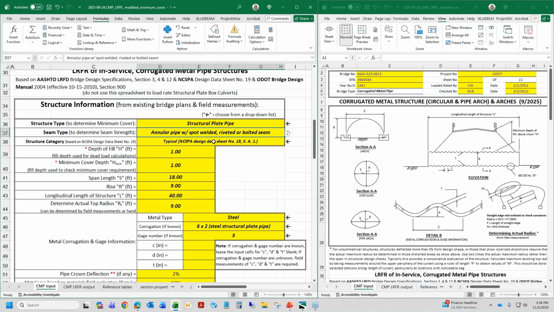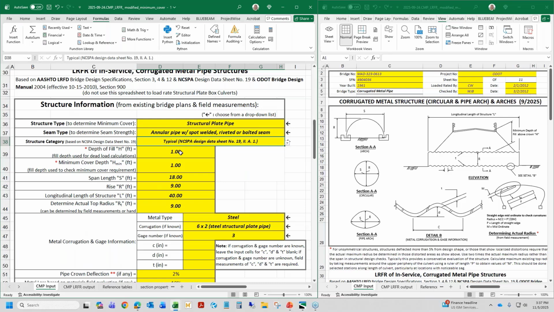In this particular case, we'll use the NCSPA data sheet, and this is a method for determining the performance of a structure that is deflected less than 5%. It's going to tell us the change in the buckling capacity of the particular structure. So as long as your deflection is less than 5%, this NCSPA data sheet is the way you want to do it.